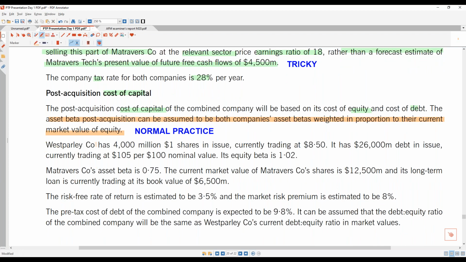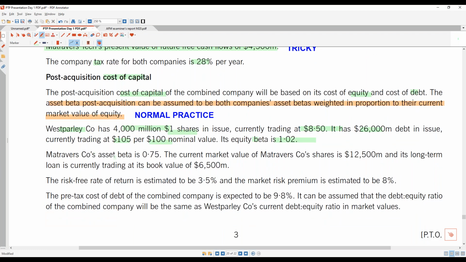Then West Parley has 4,001 $1 shares currently trading at 8.5. It has 26,000 debts in issue currently trading at 105 per 100 nominal value, equity beta 1.02. Matt Travers' asset beta is 0.5. So there is no West Parley asset beta, but if the equity beta is available, we can identify the asset beta. Can you please reply to me, yes or no?